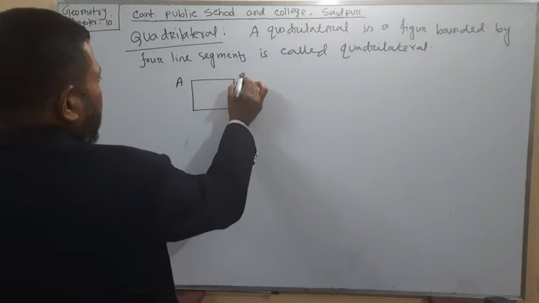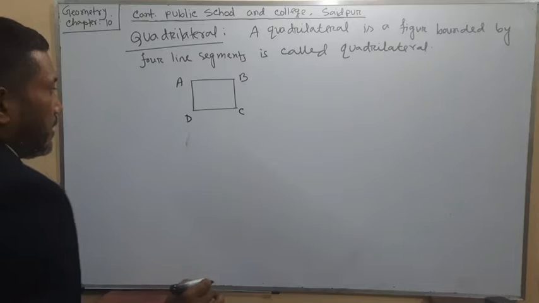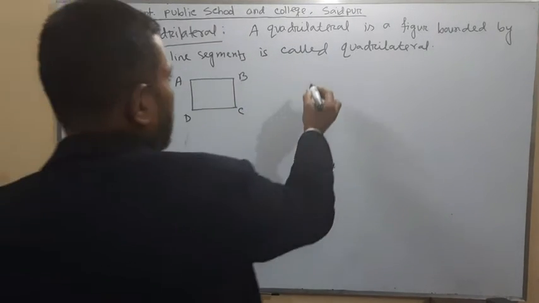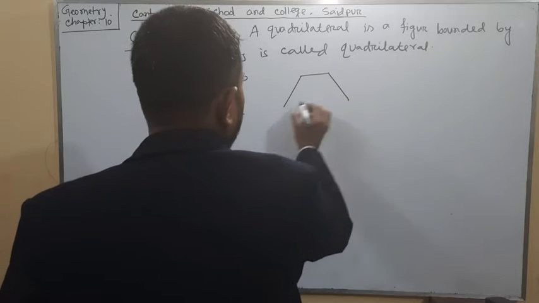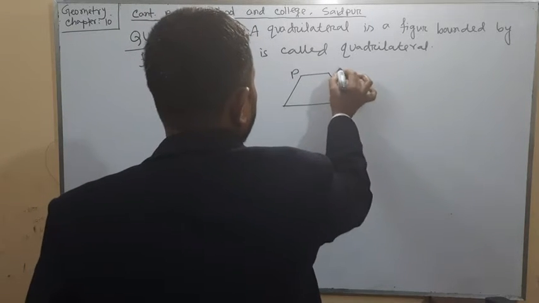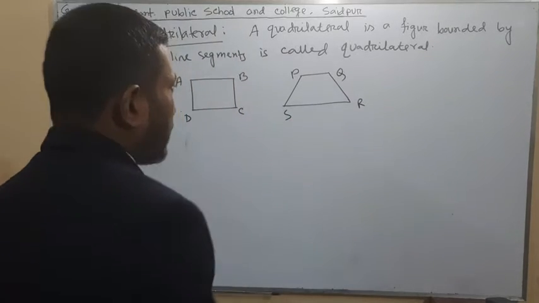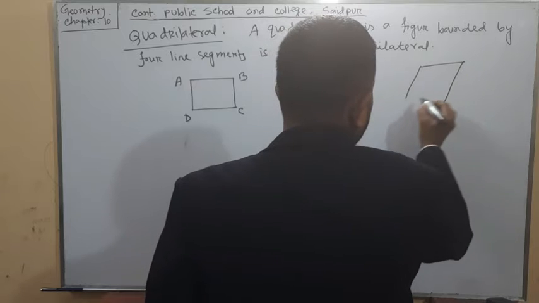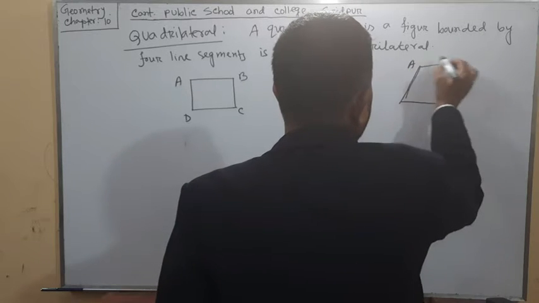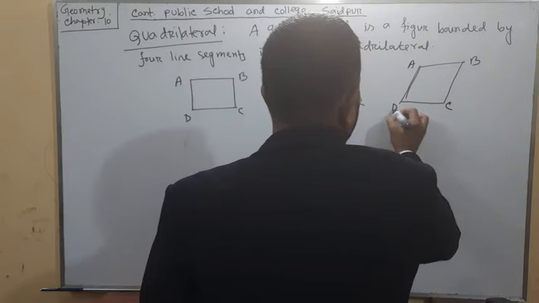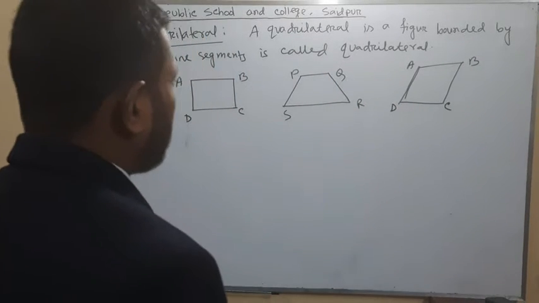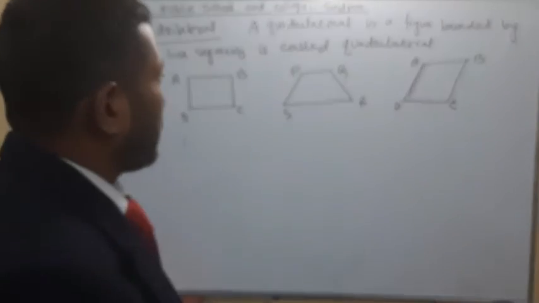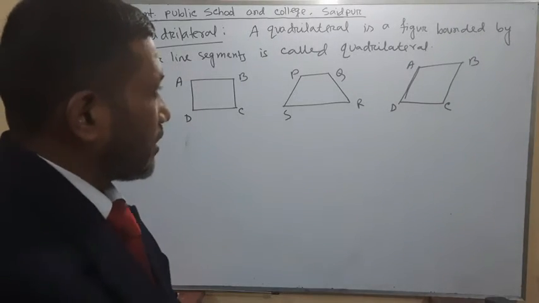A, B, C, D. This is a quadrilateral because there are four line segments: 1, 2, 3, 4. And P, Q, R, S. This is also a quadrilateral. If we draw this A, B, C, D. Dear learners, we are seeing these three are quadrilaterals. That is the main characteristic of a quadrilateral.